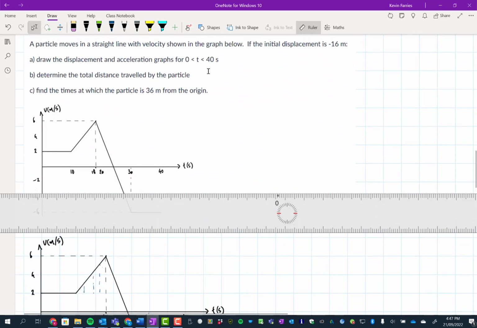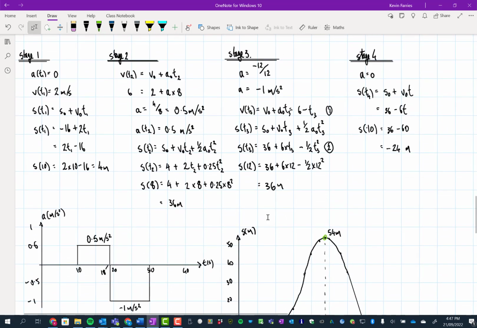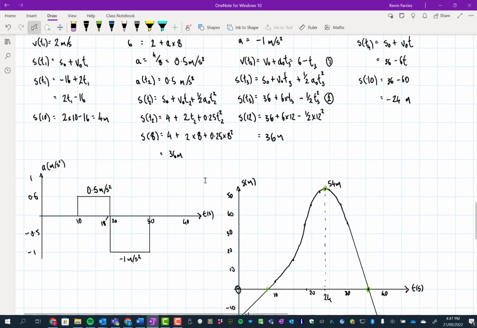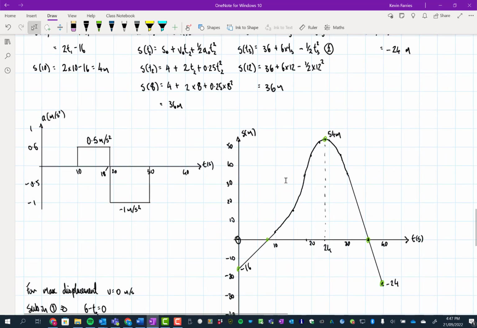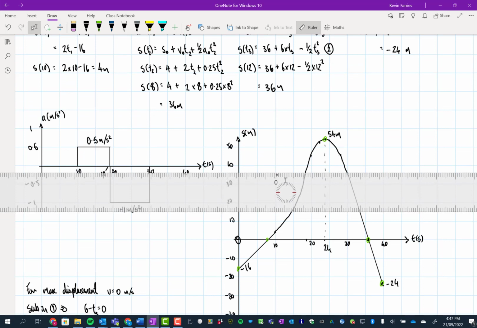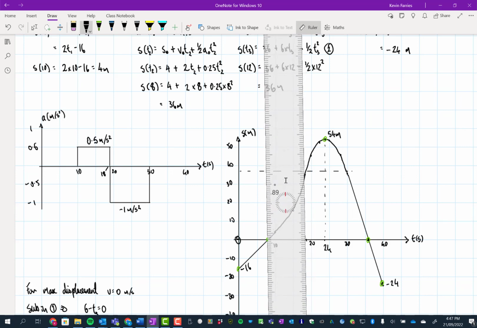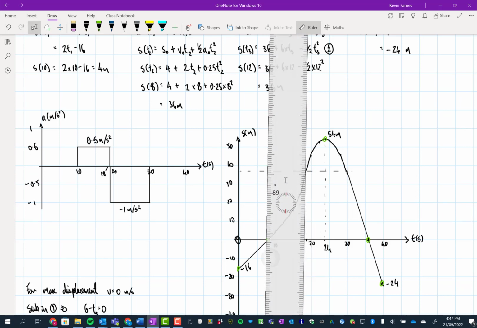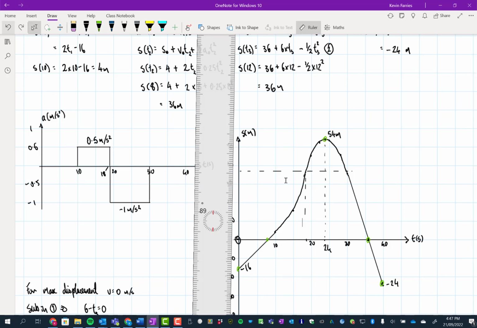Find the times at which the particle is 36 meters from the origin. So we could have done that with these equations, just figuring out the equations, but actually we've already found that out. So it was 8 seconds into stage 2, and it was 12 seconds into stage 3. So it just so happens that we've actually calculated those already. And so we're looking for the points where the displacement was 36, so it's about here. And so these are the times down this way. So it was 8, so it was at the end of stage 2. Oh, it doesn't look like 36, sorry about that. Don't know what I'm doing there.